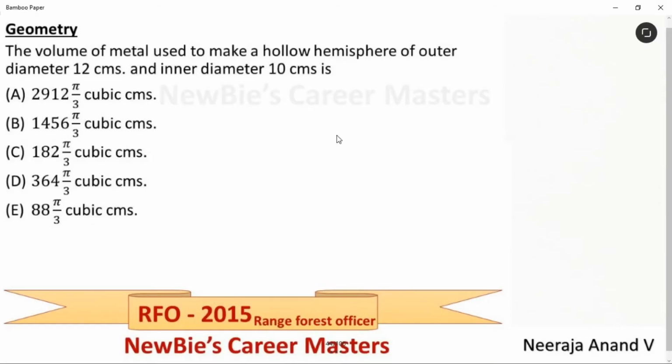Next question is the volume of the metal used to make a hollow hemisphere of outer diameter 12 centimeters and inner diameter 10 centimeters is.